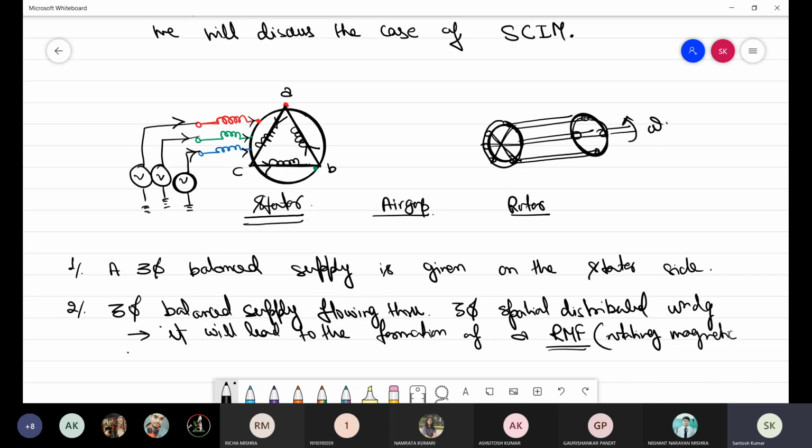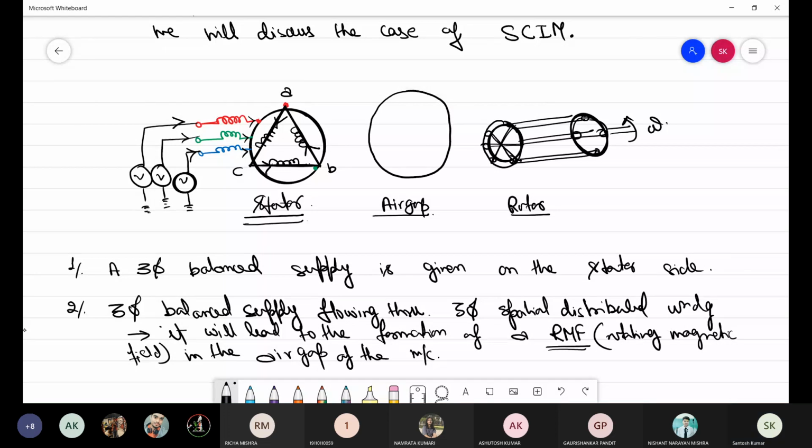Where will this magnetic field form? In the air gap of the machine. Don't make the mistake of thinking it will be on the stator. The rotating magnetic field is always in the air gap of the machine. So in the air gap between the stator and the rotor, there will be a rotating magnetic field, always in the space between the stator and the rotor.